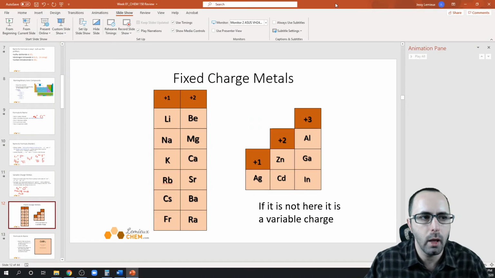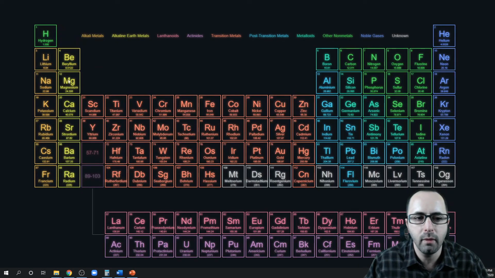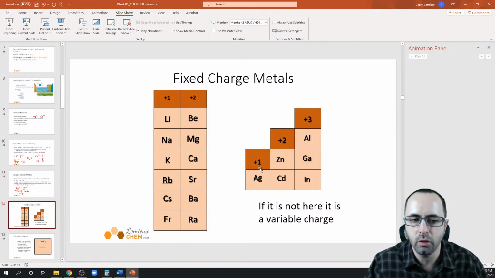If we go back to the periodic table, so the group 1s here, group 1, all +1, group 2, all +2, group 3, +3, and then here's a triangle. These are +2, silver is +1. Make sure to note that on your periodic table so that you know when your metals are fixed charge.